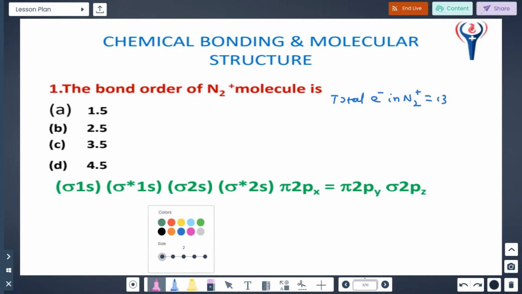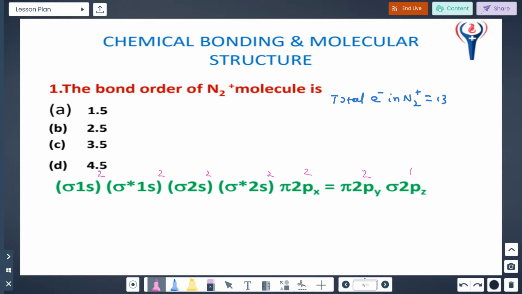So here we can fill up 2 electrons. Here also 2 electrons, here also 2 electrons, here also 2 electrons. These two orbitals have equal energy, so here also we can put 2 electrons. Then sigma 2pz can also take 2 electrons, but we have only 13 electrons, so here we can put only 1 electron. You count all these: 2, 4, 6, 8, 10, 12, 13. This is the way to fill up the electrons.